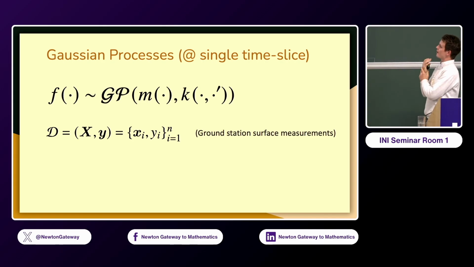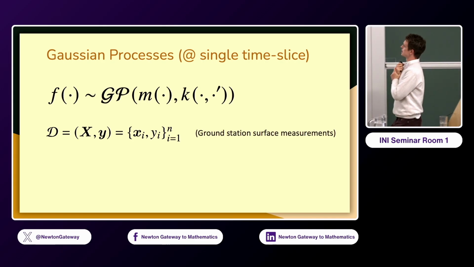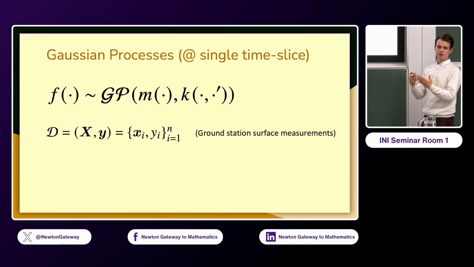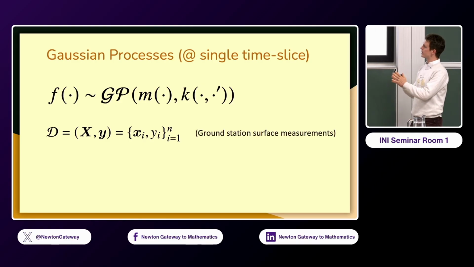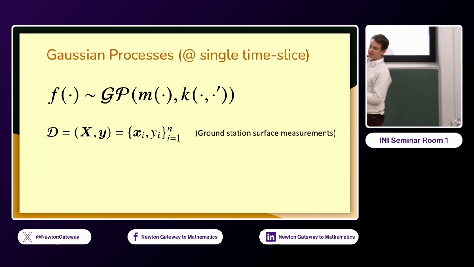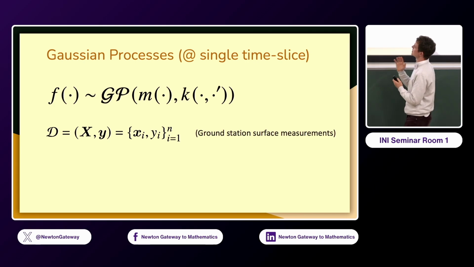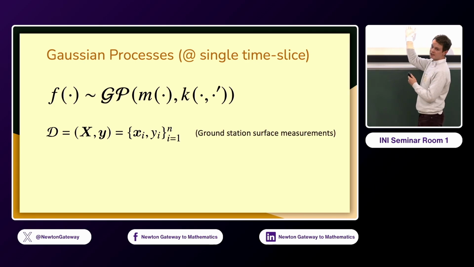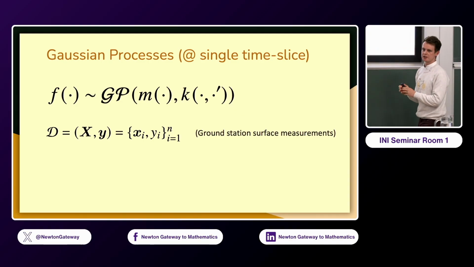So one way we might think about this problem is just using the ground station surface measurements. This is the 500 measurements from what's happening right now, and I'm going to refer to that as D as I go through here. You might view this as a set of data points. I've got my Y's, which are my real measurements, and my X's are the input locations according to those sensors.